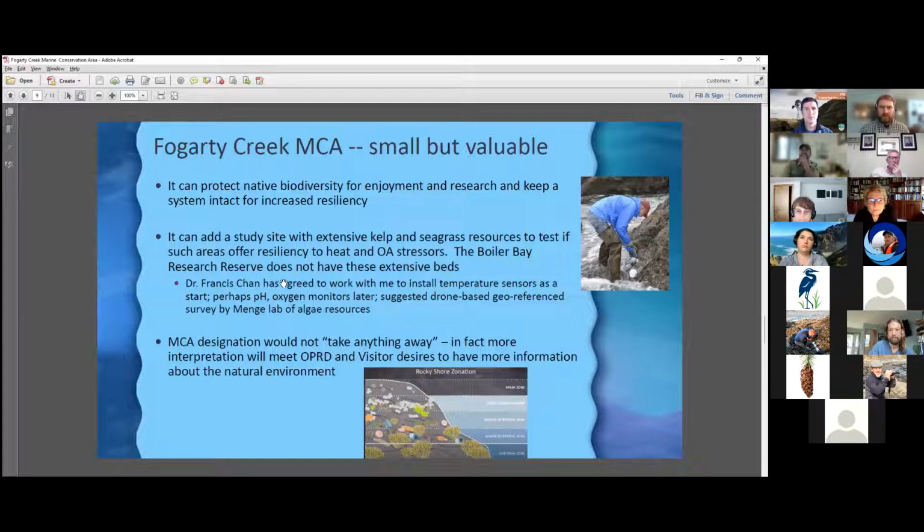An MCA designation would not, quote, take anything away from people that are already using it for the most part. In fact, more interpretation would meet Oregon Parks and Recreation Department and visitors' desire to have more information about the natural environment. And this is just a rocky shore zonation picture I pulled off the internet, but there's nothing like that at the site or anywhere.